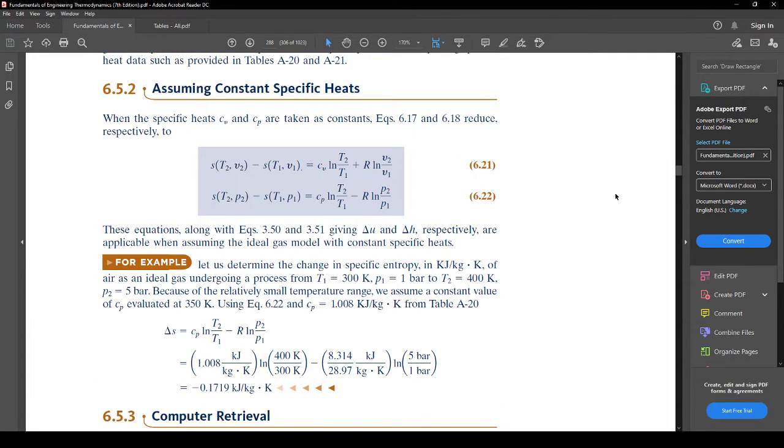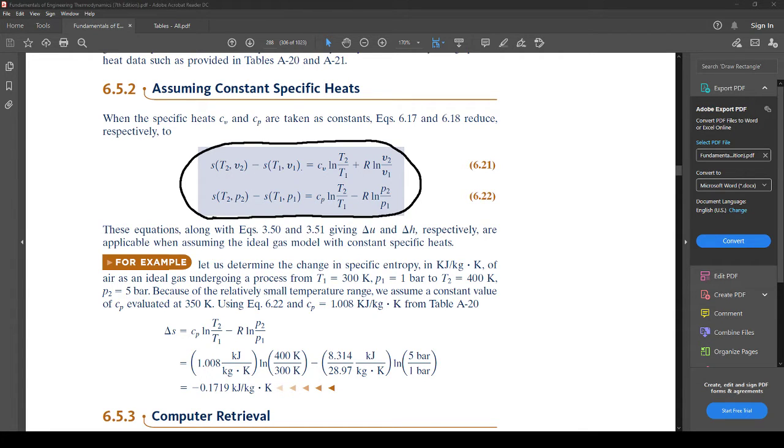So, essentially, whenever you see this right here, and if you see in the question, it says assume constant specific heats or something, this is the equation you're looking to use, okay? Assume constant specific heats. This is what we're looking at. And it says, these equations, along with equations 3.5 and 3.5.1, giving U and delta H respectively, are applicable when assuming the ideal gas model with constant specific heats. Okay? So, here we are.